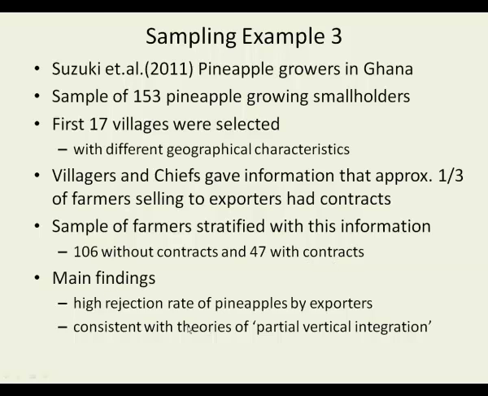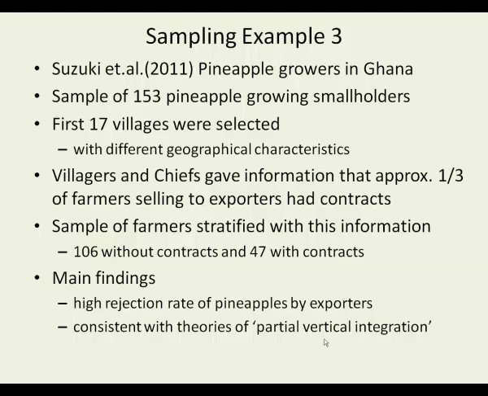And the main findings then were that a large number of pineapples are rejected by the exporters, which is consistent with theories of partial vertical integration. If you're interested in value chain theory, why don't the exporters just buy the fields up and grow it themselves, which would be vertical integration.